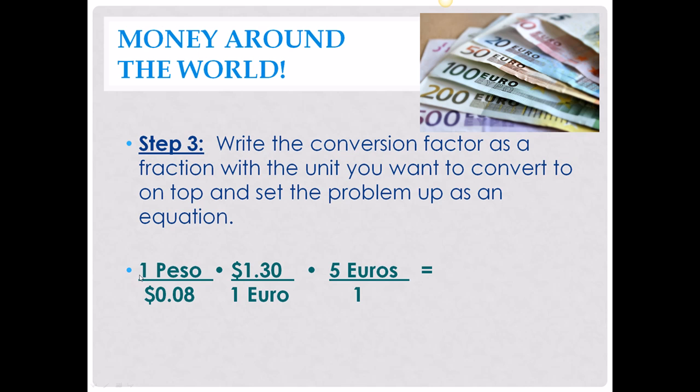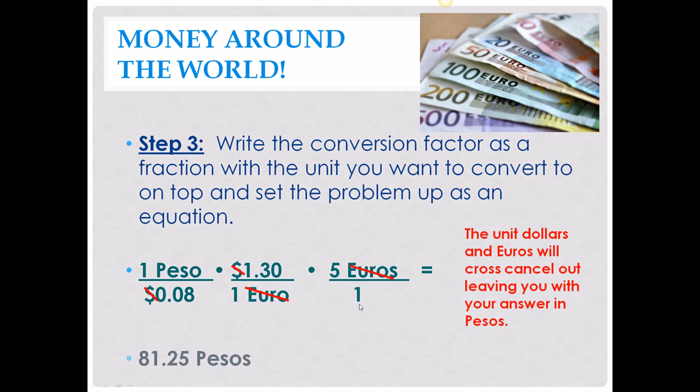So now you can multiply straight across. 1 times $1.30 times 5, that's your numerator, and you're going to divide that by 0.08 times 1 times 1, and you're going to get 81.25 pesos. So that's how we do the money problems. I think we should do another one.